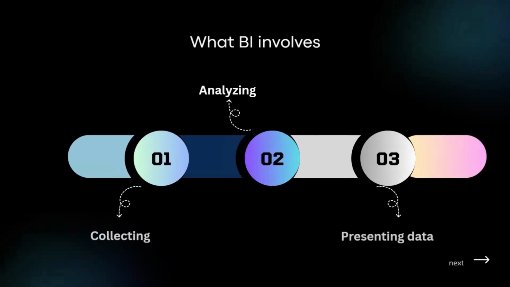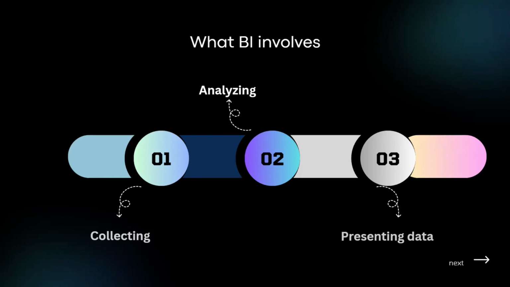But let's look at what BI involves. BI involves collecting data, analyzing data, and presenting data. Basically, that's what it involves, although in these three things there are some sub-parts, right? Collecting data: before you collect data, you must know the data you want to collect. You must have information and knowledge about the data you want to collect. Those are the sub-parts under collecting data, which we are going to go deep into.